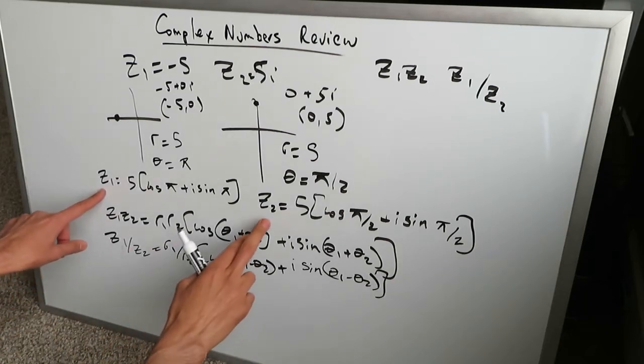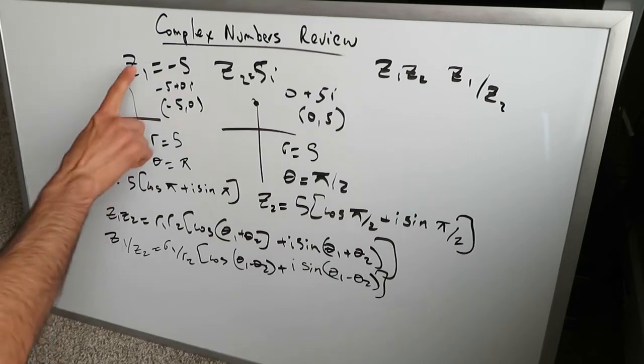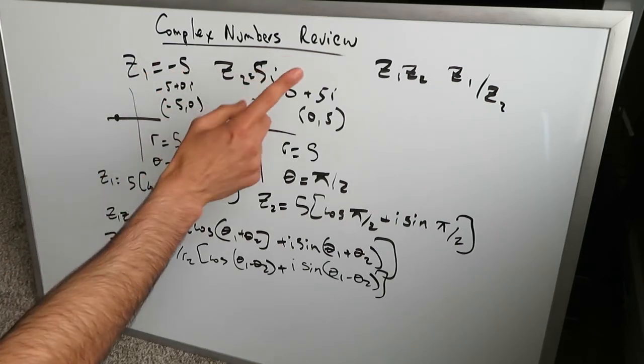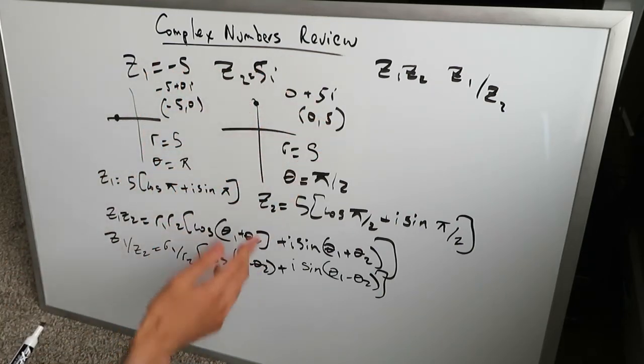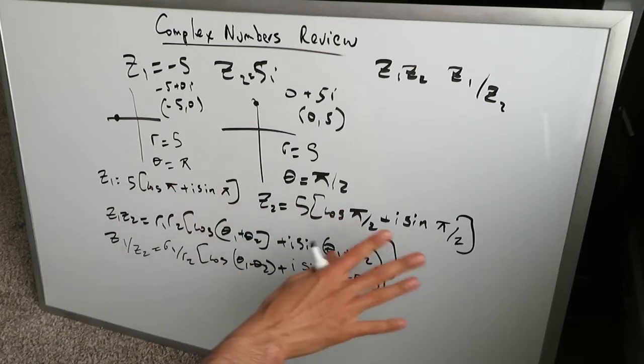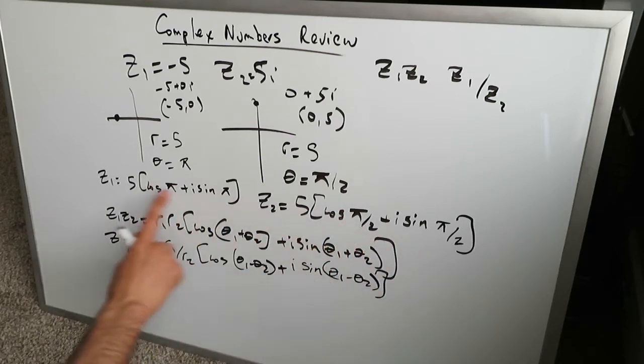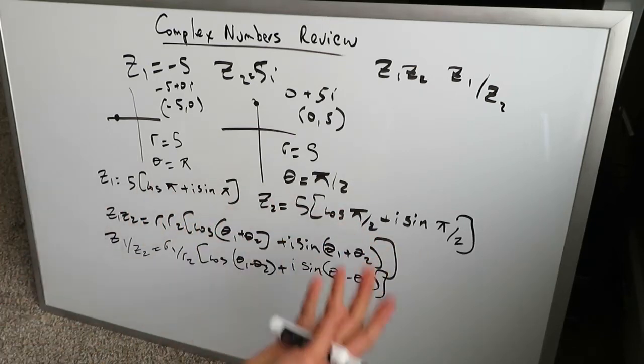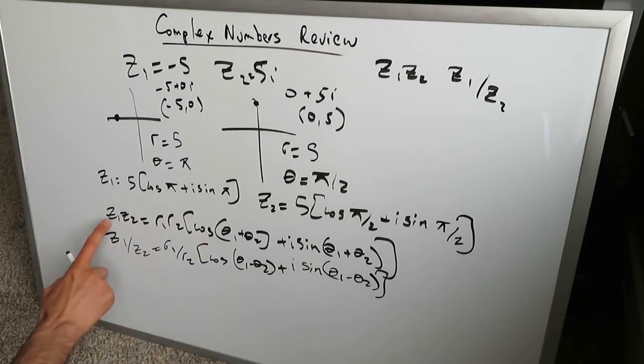If you do Z1 times Z2, you can always just do minus 5 times 5i, you get minus 25i. That's the easiest way of multiplying or dividing complex numbers. But we are doing it via this process because it gives us the polar trigonometric forms from which you can do something else. Anyhow, let's go to Z1 times Z2.